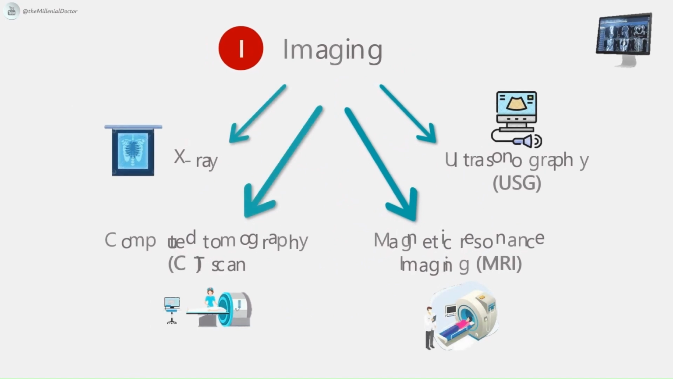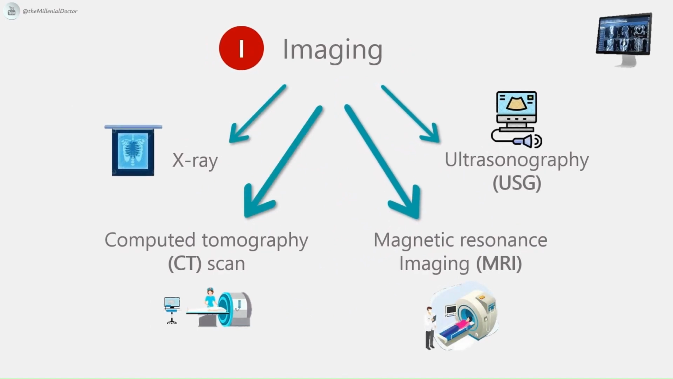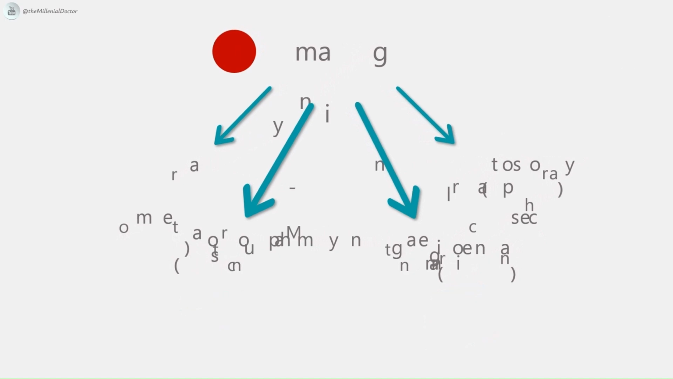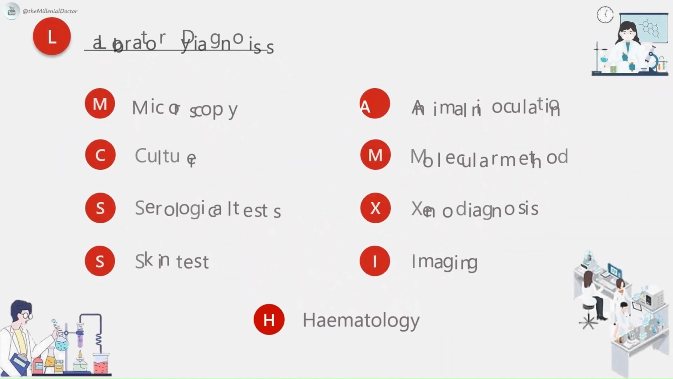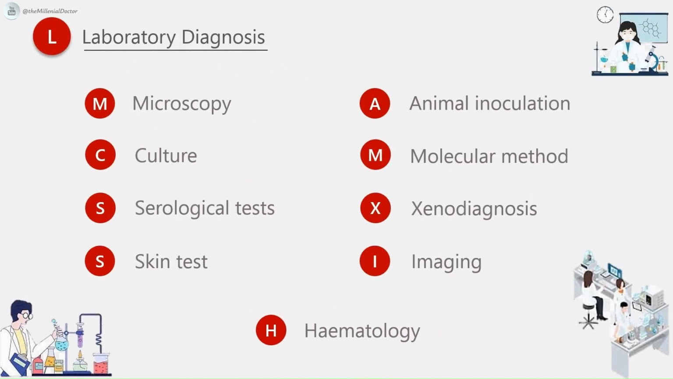Next, imaging. Imaging procedures like X-ray, ultrasonography, computed tomography, also called CT scan, and magnetic resonance imaging, that is MRI, are now being extensively used for diagnosing various parasitic infections like neurocysticercosis and hydatid cyst disease. Then hematology. Anemia is frequently seen in hookworm infection and malaria. Eosinophilia is frequently present in helminthic infections. Hypergammaglobulinemia occurs in visceral leishmaniasis, and leukocytosis is seen in amoebic liver abscess. These are the various laboratory diagnoses done in order to detect the parasites.